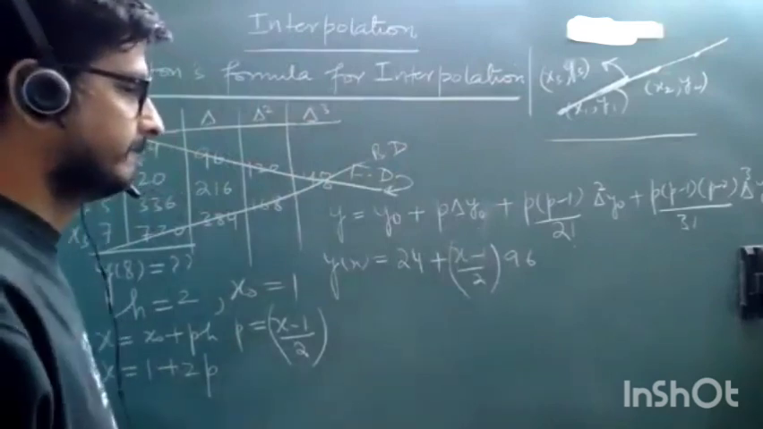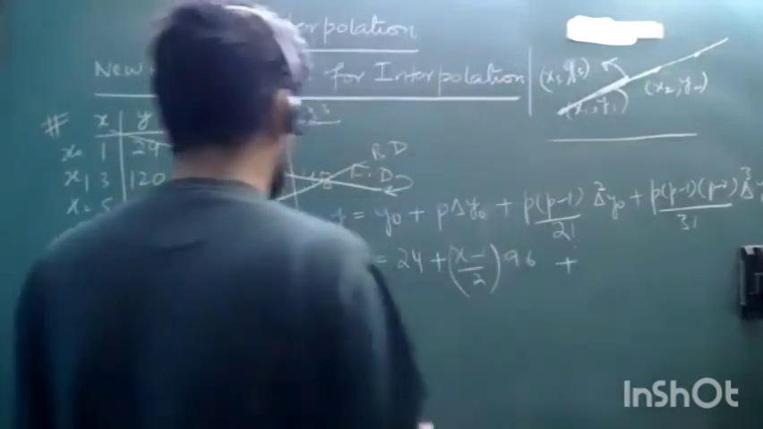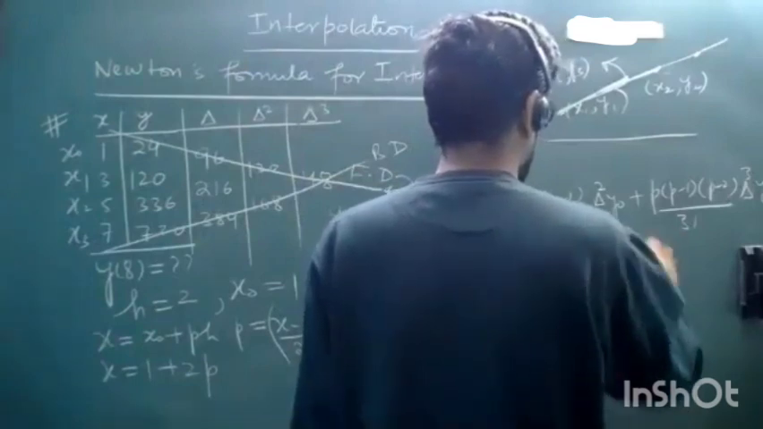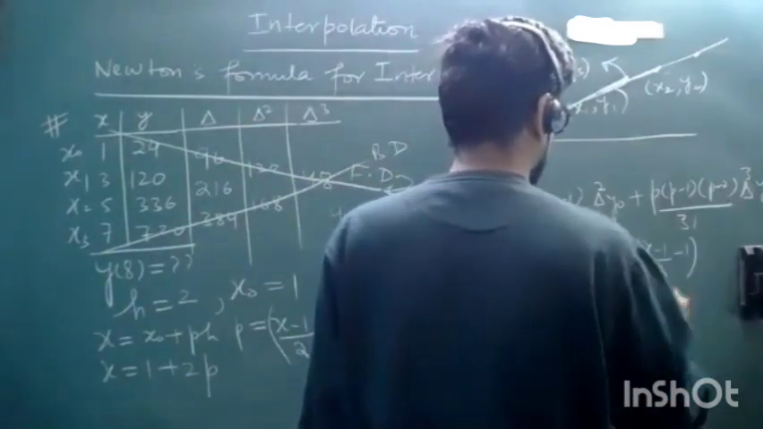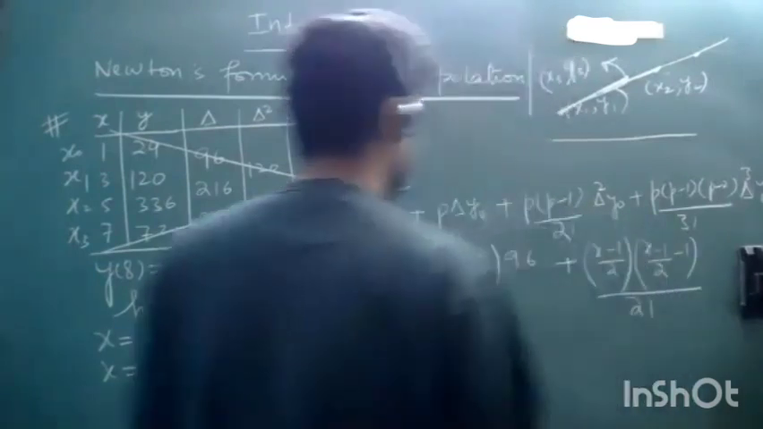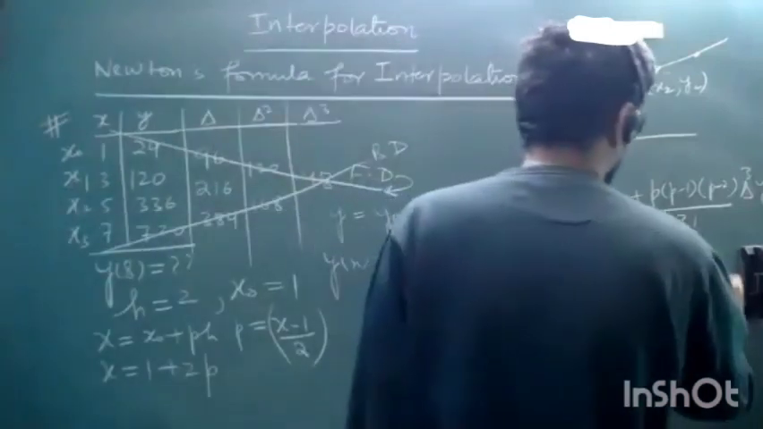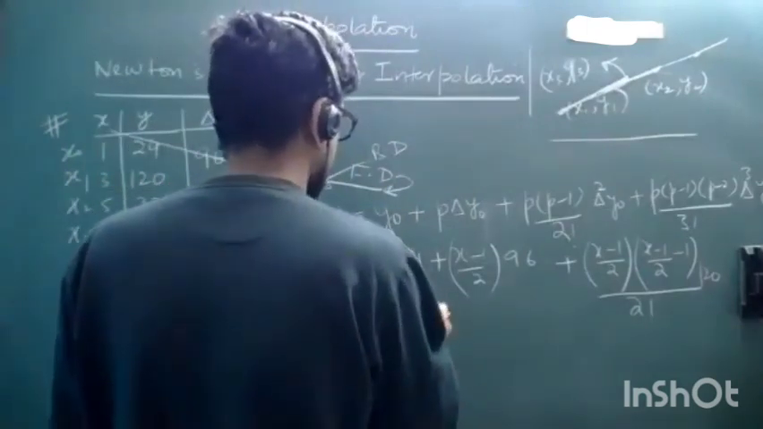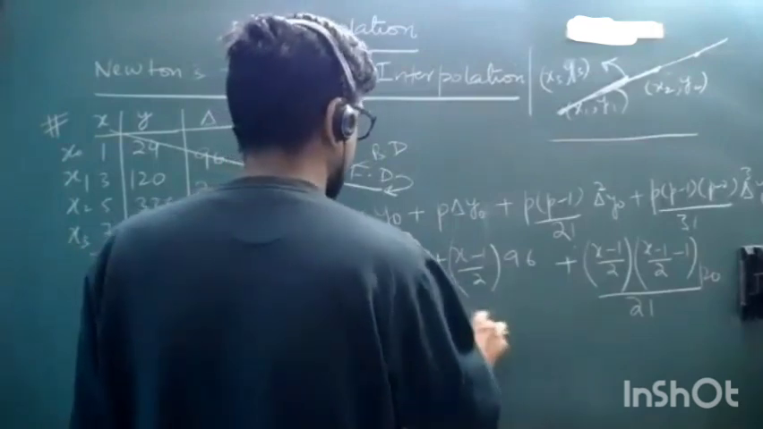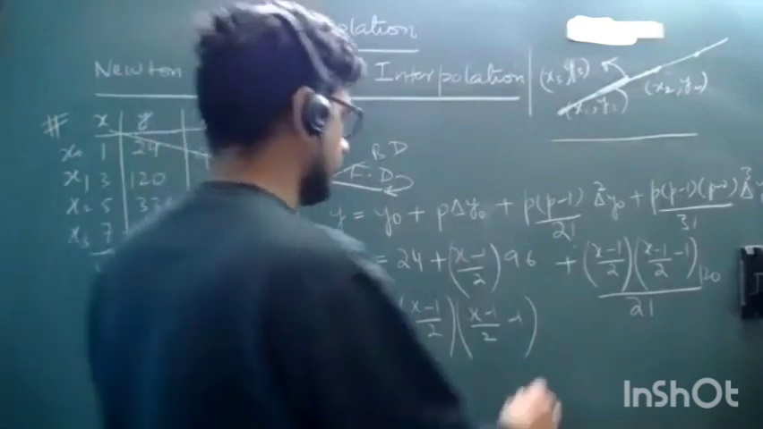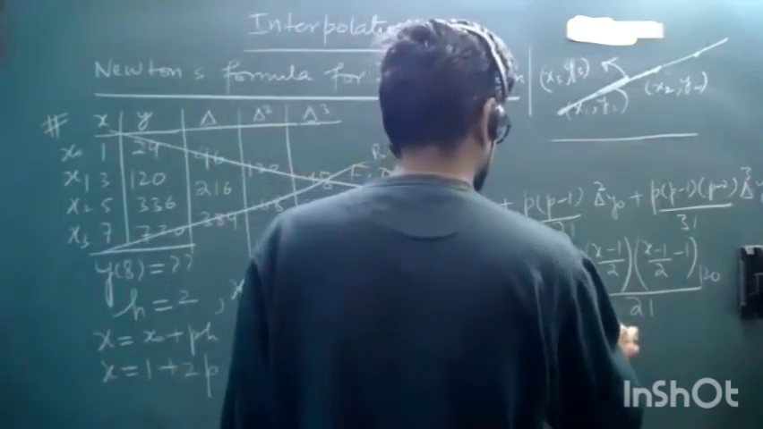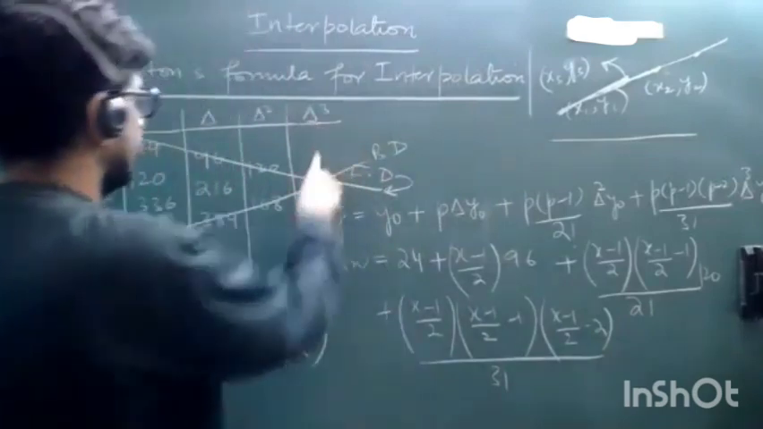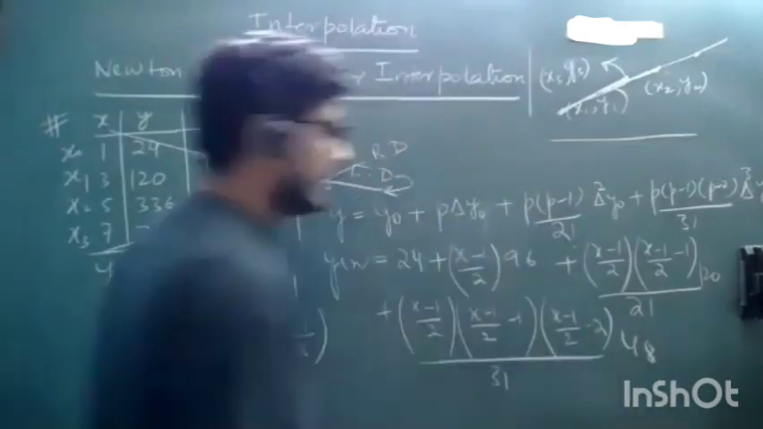Please see this. Plus P minus 1 by 2 factorial, so P minus 1 by 2 factorial and del square, which is 120 into 120, and plus P minus 1, P minus 2 over 3 factorial, and what is del cube? 48. So just you have to calculate this.